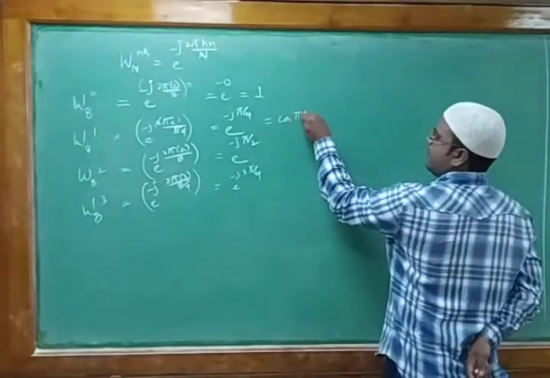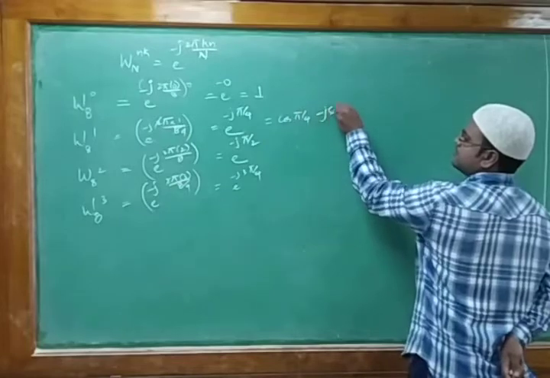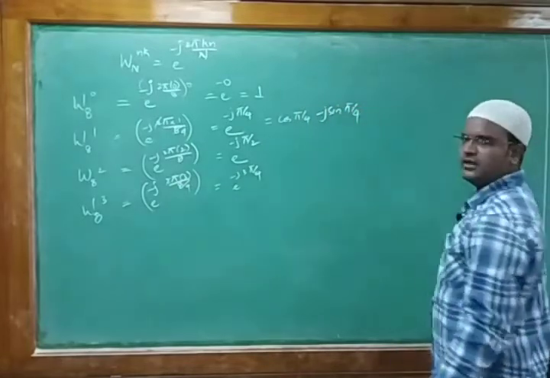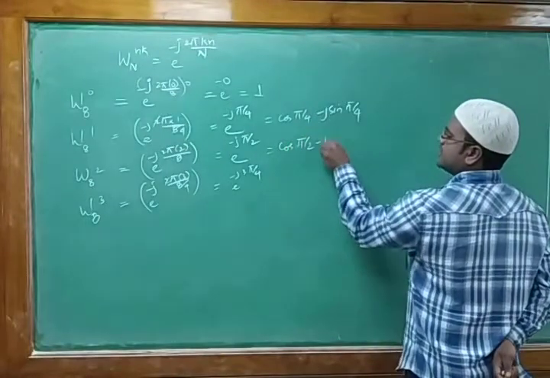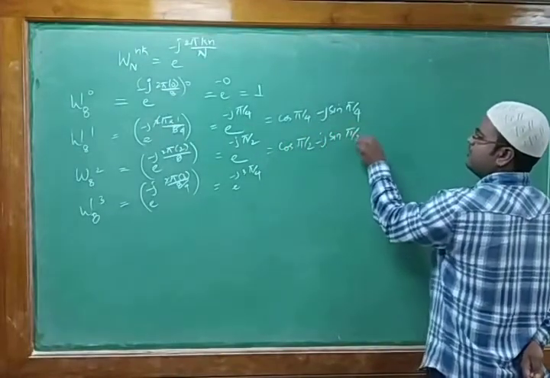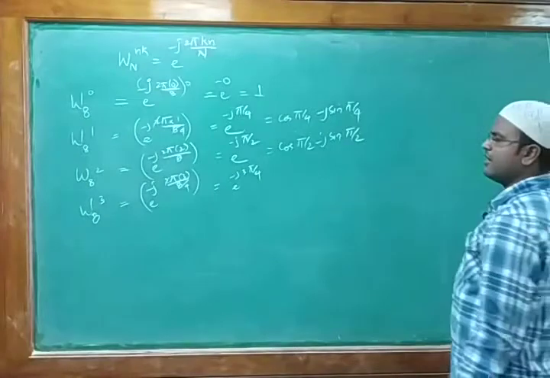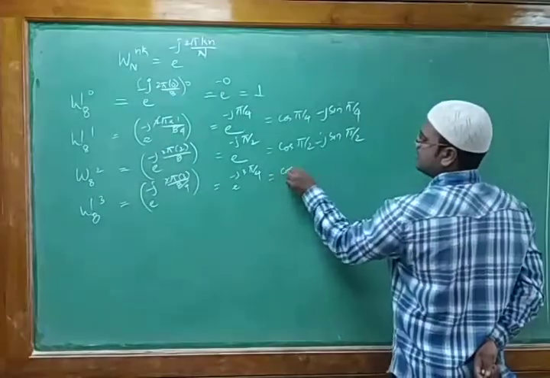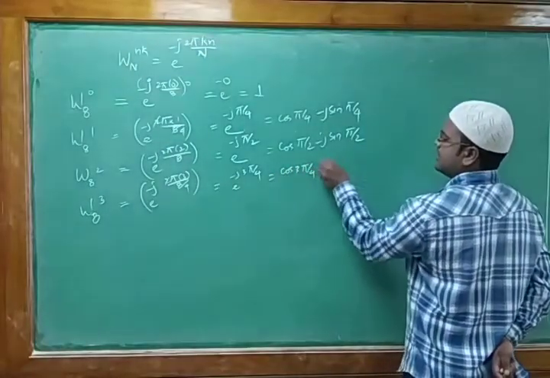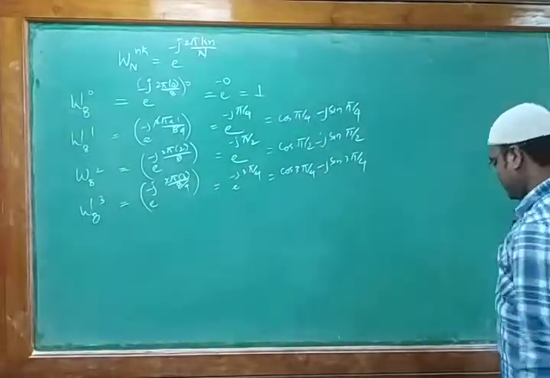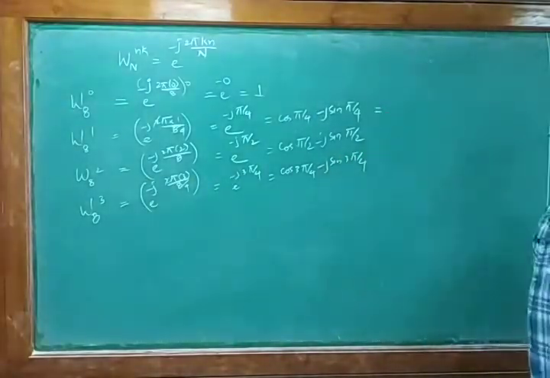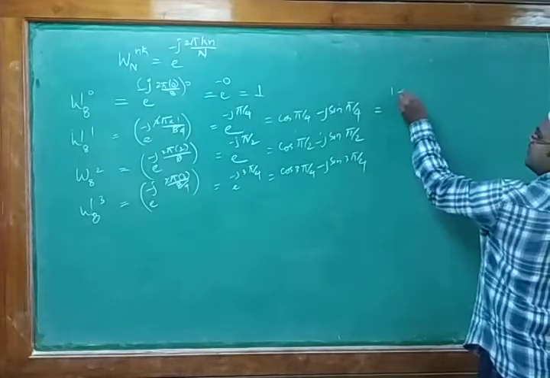Cos pi by 4 minus j sin pi by 4. Similarly for cos j pi by 2, what can I write? Cos pi by 2 minus j sin pi by 2. Likewise, I can write for the next one: cos 3 pi by 4 minus j sin 3 pi by 4. So what is the value here? Cos pi by 4 is nothing but 1 by root 2. So 1 minus j by root 2.